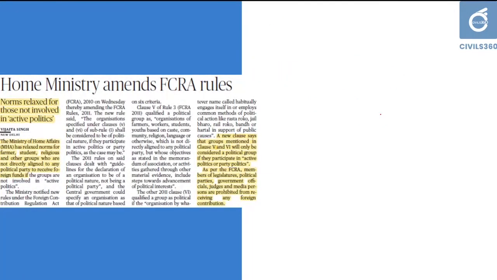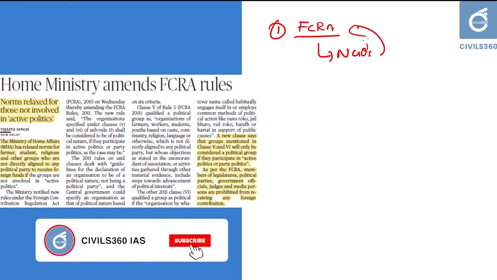Next one is Home Ministry amends FCRA rules. This is very critical for mains, and there can be a question on FCRA in prelims also, but primarily this topic is for mains. That is, first one is what do you mean by FCRA, Foreign Contribution Regulation Act, and how NGOs are related to it. What are the issues of NGOs related to FCRA Act, FCRA rules. Okay, you get the idea.